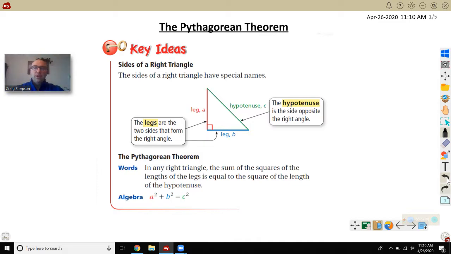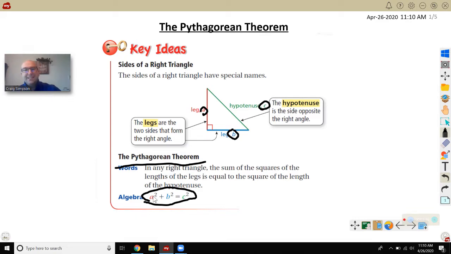So now that we've identified the important vocabulary terms, what a leg is and what the hypotenuse is, we're going to look at what the actual Pythagorean theorem is. And the Pythagorean theorem is this formula down here. We have a squared plus b squared equals c squared. To keep this in mind, we need to remember that the legs are both a and b in this formula, and c is our hypotenuse.